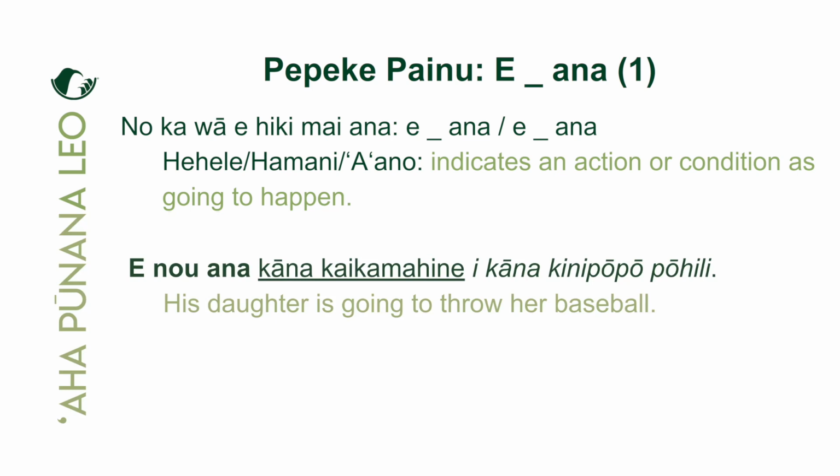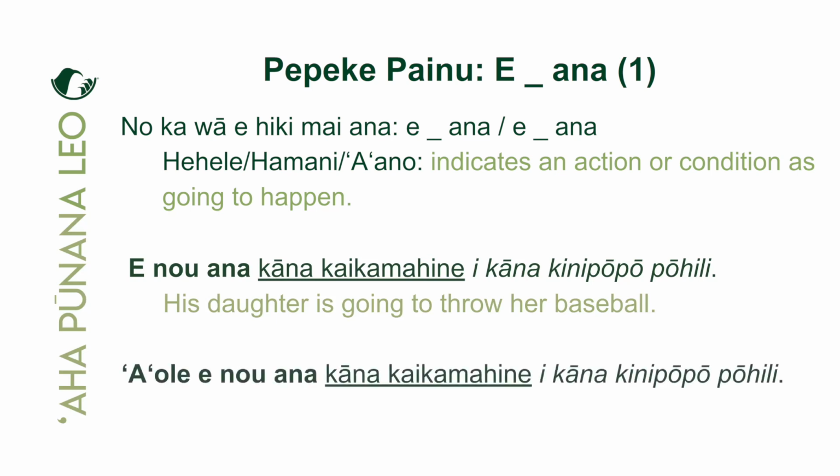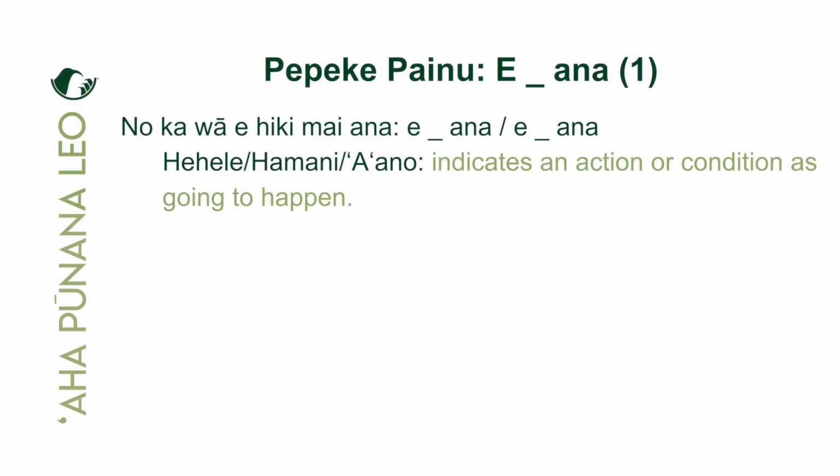To negate that, we just say a ole e no wana kana kaika mahine I kana kini popo pohili. His daughter isn't or is not going to throw her baseball. Ho'omawaku no. All right, and let's take a look at another example of eana, but this time with an ʻaʻano verb.